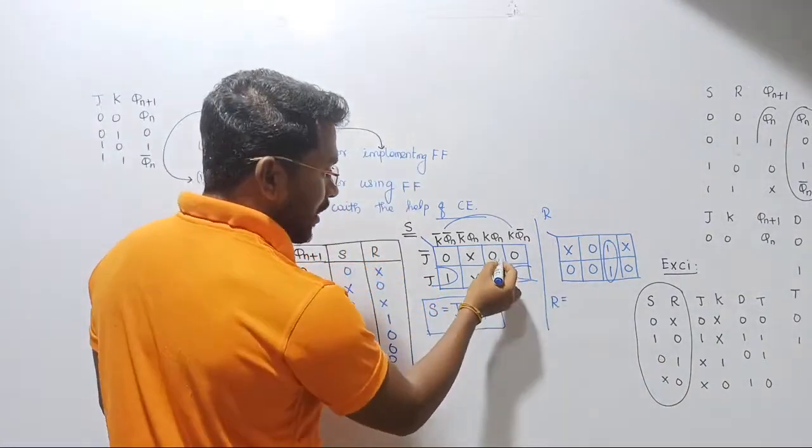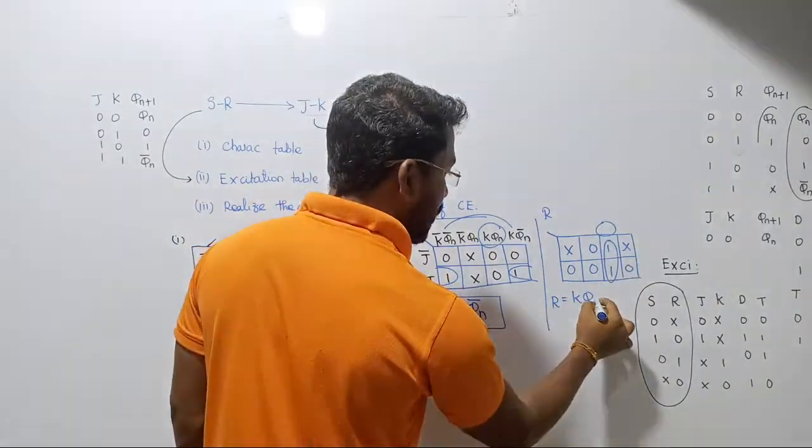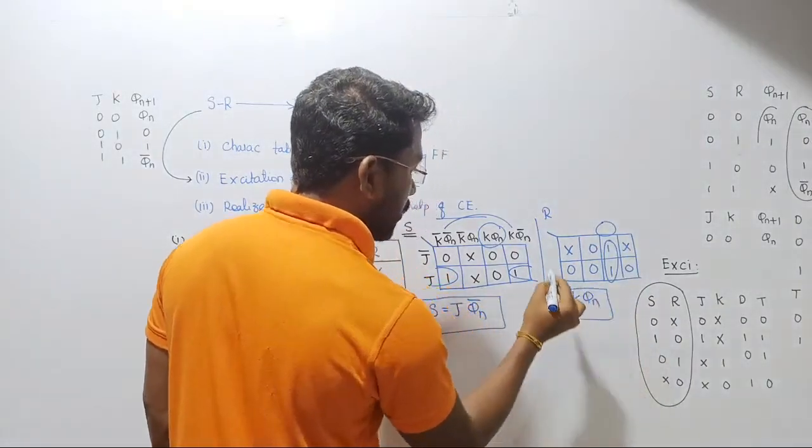Look at what comes for R. Who is in this place? Exactly here, K into Qn. Who is in this place? K into Qn. Directly we are going to get that one as the input for the R flip-flop.